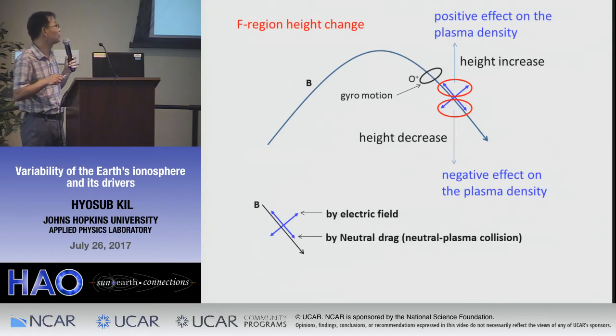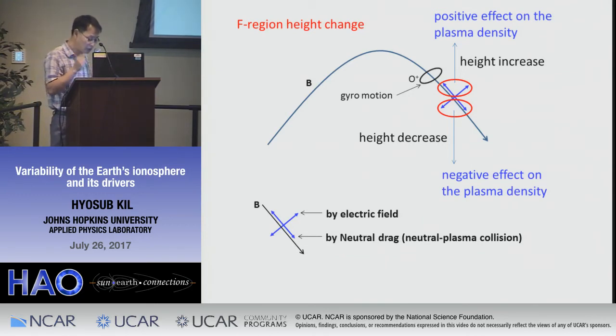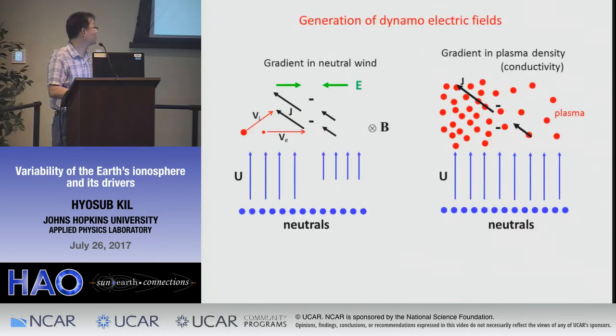Direct collision can move the plasma up and down, and in that way you can change the ionosphere height. The other way is to move electron plasma perpendicular to the magnetic field line. You need an electric field because its gyro motion is not easy to move. If the electric field moves in this or this direction, it can cause plasma density enhancement, and this movement can cause plasma density decrease. So either an electric field or direct collision with neutral wind can change the ionosphere height.